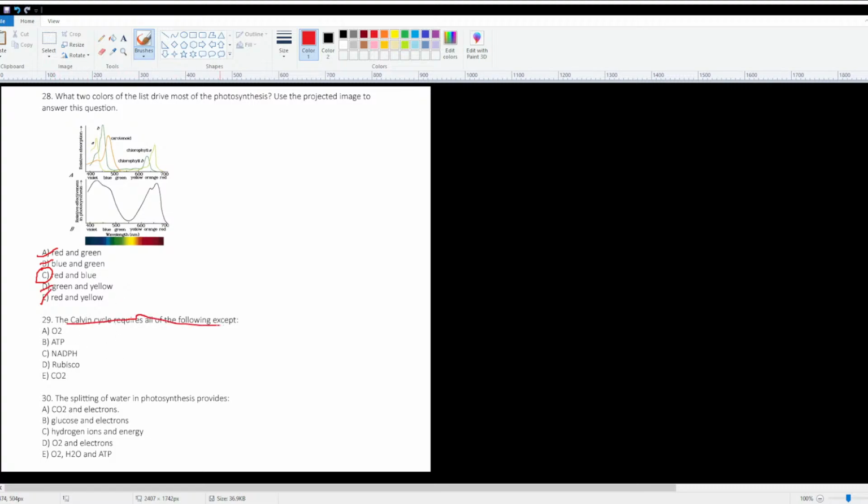So anyway, the Calvin cycle requires all of the following except. Remember we talked about Rubisco. Let's look at the Calvin cycle, right?